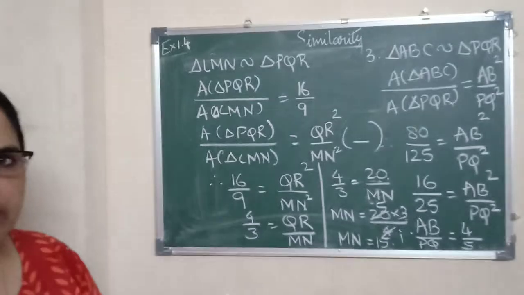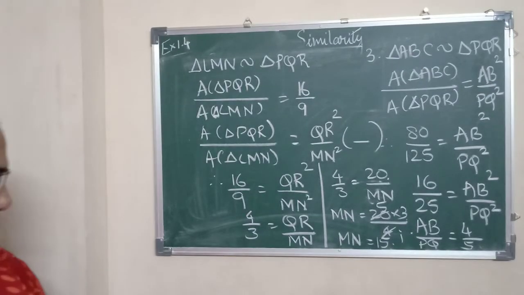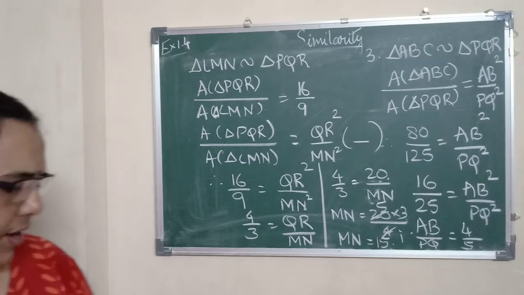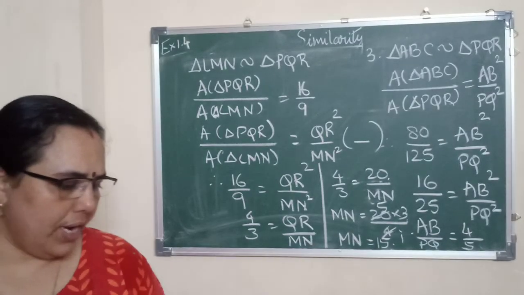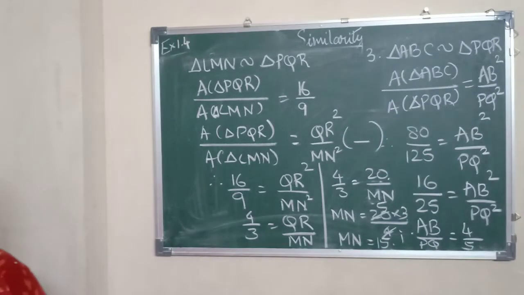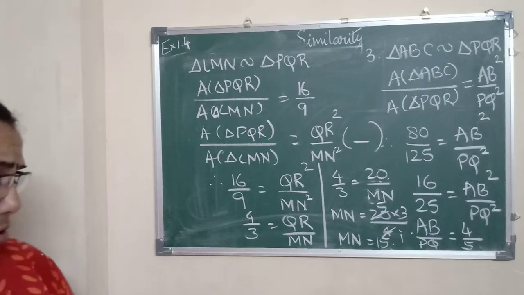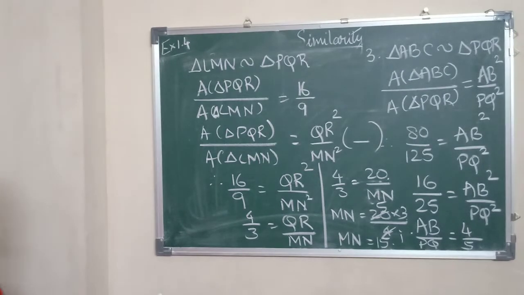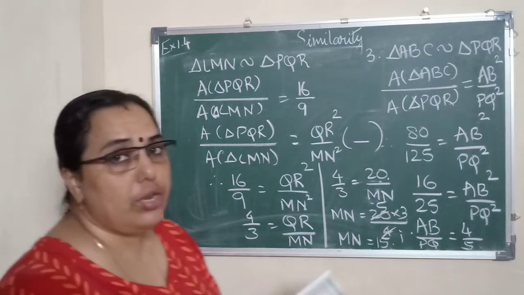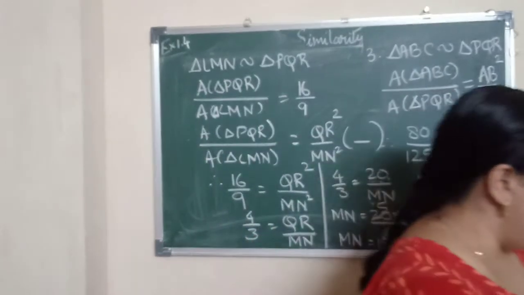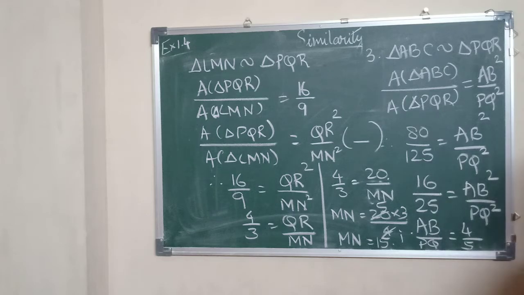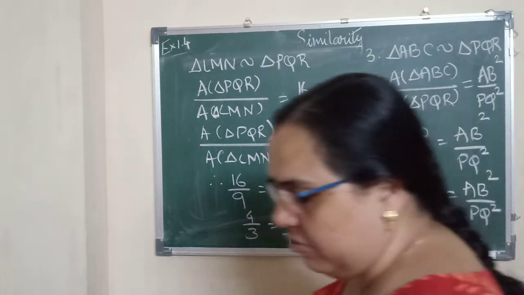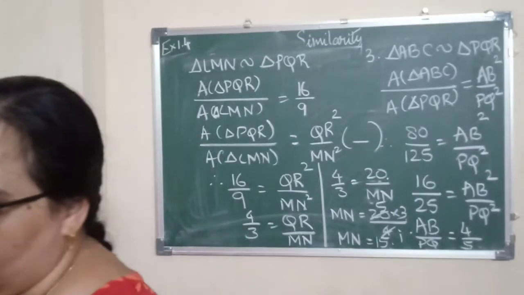So, a very simple sum. In the fifth sum, the areas of two similar triangles are given, 225 and 81. The side of the smaller triangle is 12, and find the corresponding side of the bigger triangle. You can decide which is bigger and which is smaller here, and accordingly you will have your A1 and A2 as well as S1 and S2. I hope you have started solving. Come on, quick.